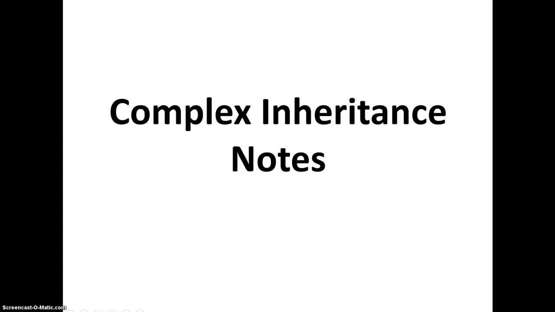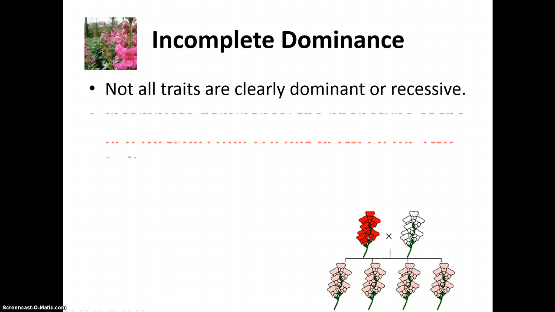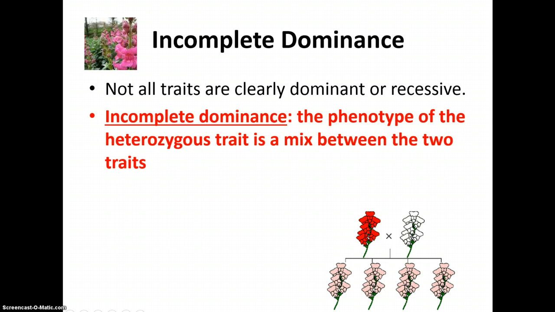Okay, so now we're going to talk about complex inheritance notes. This is what happens when you don't have a simple case of dominant and recessive, like with monohybrids. Incomplete dominance is the first topic we're going to talk about in complex inheritance patterns.